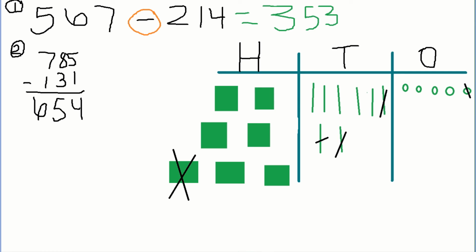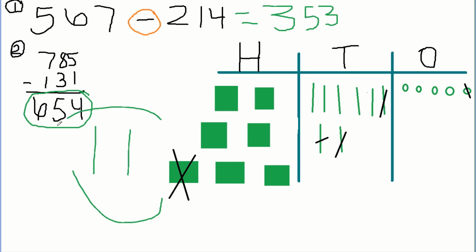And if you want to count it a different way, 100, 200, 300, 400, 500, 600, 610, 620, 630, 640, 650, 651, 652, 653, 654. Either way, we're going to get the same answer, 654. Easy, easy, easy. All right. You guys did a wonderful job. Now, you're going to try it on your own.